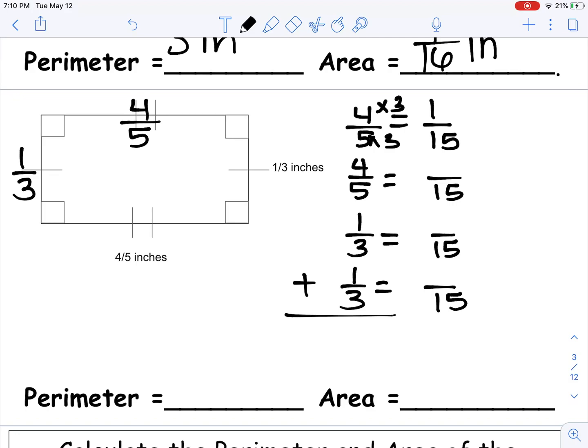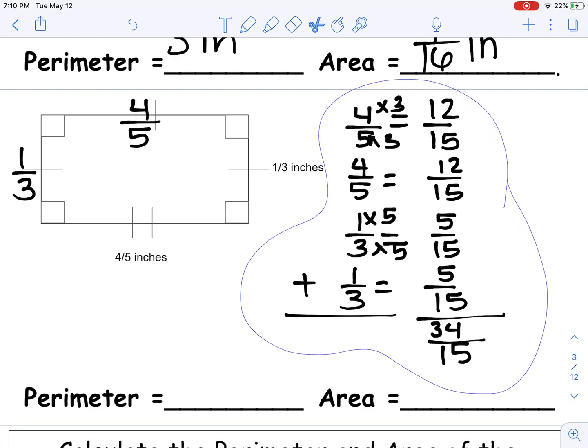I know 5 times 3 is 15. Do the same to the numerator. 4 times 3 would be 12. I know that this guy's going to be the same because I just did 4/5. I know 3 times 5 is 15. Do the same to the numerator. 1 times 5 is 5. And I know he's going to be the same. So now I can add. Keep the denominator. 12 plus 12 plus 5 plus 5. Well, I know 12 plus 12 is 24, right? What's 5 plus 5? 10, right? So what's 24 plus 10?